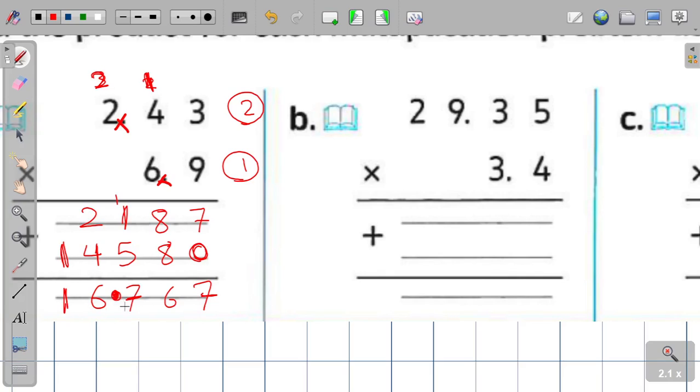So I have 16.767000. The next one here, I have 29.35 by 3.4. Okay, so let's ignore the decimal point. So I will multiply first by 4. 4 by 5 equals 20, so I have 0 and carry up 2. 4 by 3 equals 12. 12 plus 2 equals 14, so I have 4 and carry up 1. 4 by 9 equals 36, plus 1 equals 37, so I have 7.